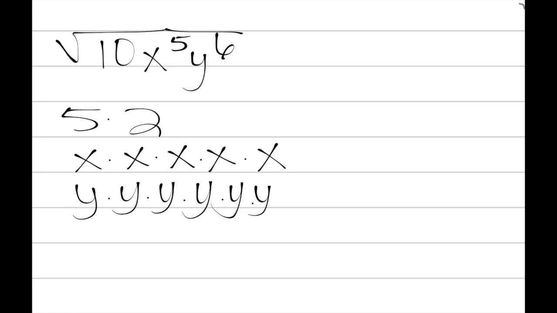Now we're going to step it up a little bit because now we have numbers and we have variables under the radical. Don't worry, it works the same way as with just numbers. Okay, so my first step is that I'm going to break down 10 through factorization, which will give me 5 times 2. Then for x to the 5th power, I'm going to write x 5 times. Then for y to the 6th power, I'm going to write y 6 times. I have now broken down 10 x to the 5th, y to the 6th.